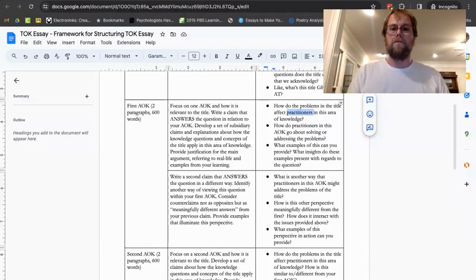Remember that your real life situations can come from your own experiences in classes if they're relevant. How do the problems affect? How do they go about solving and addressing the problems? This is going to be key to making claims.